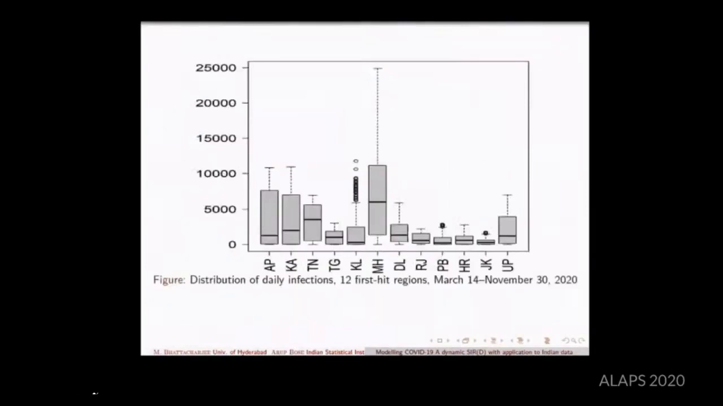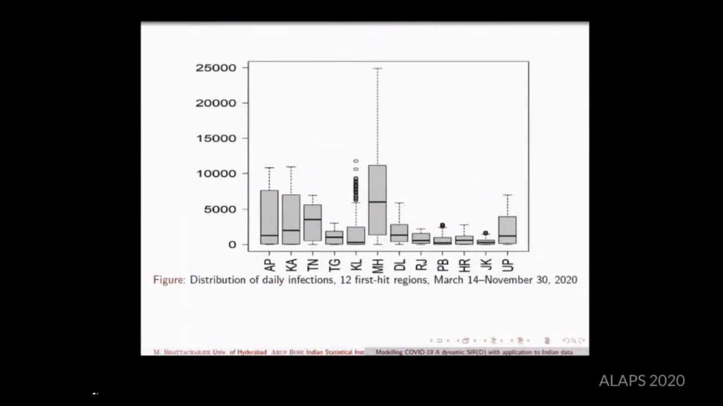Here is the distribution of daily infections for the 12 first-hit regions. March 14 was the day when COVID was first identified in India, and these are the first 12 states which were hit by COVID. This is where they stand now. And you can see there is significant regional variation in the counts.